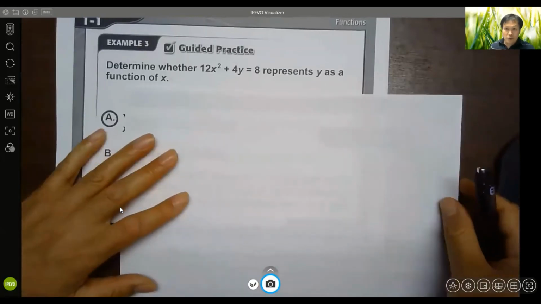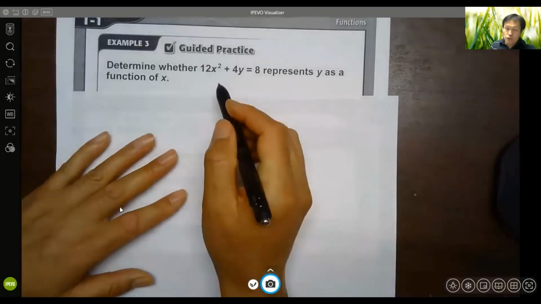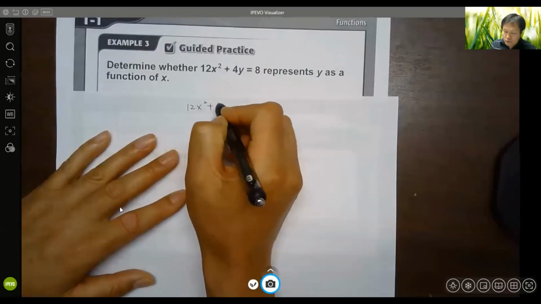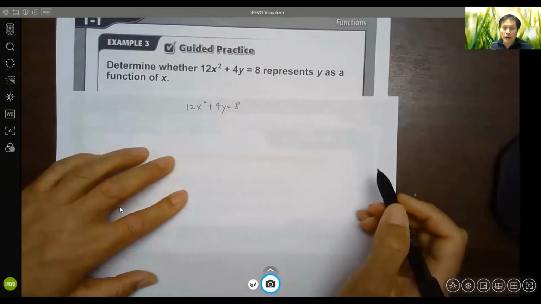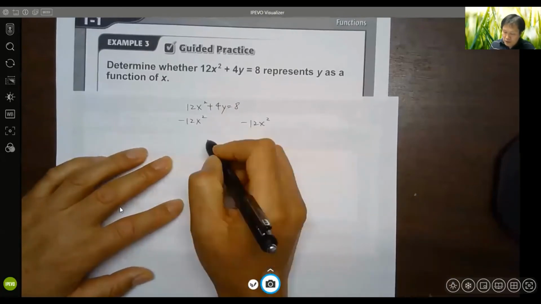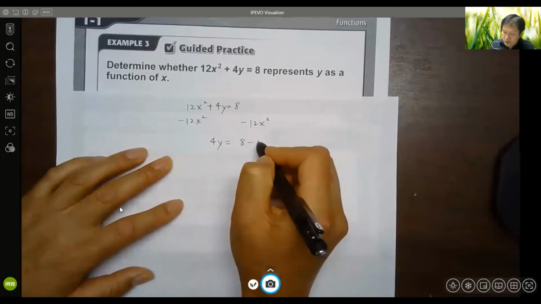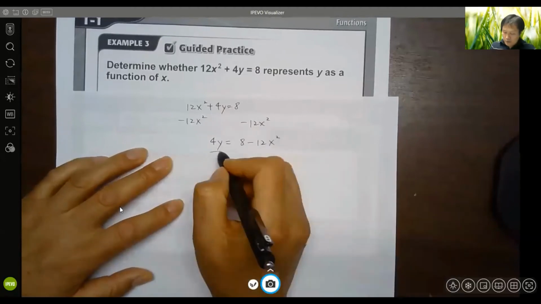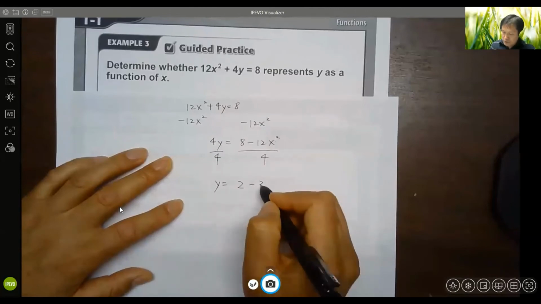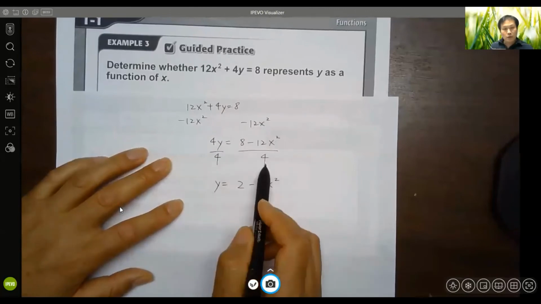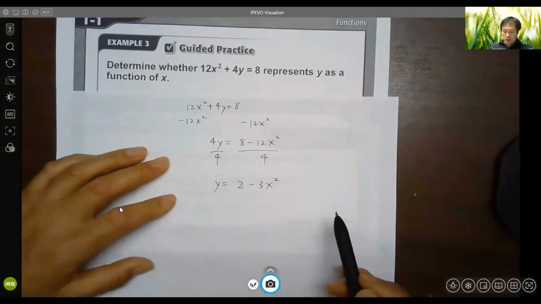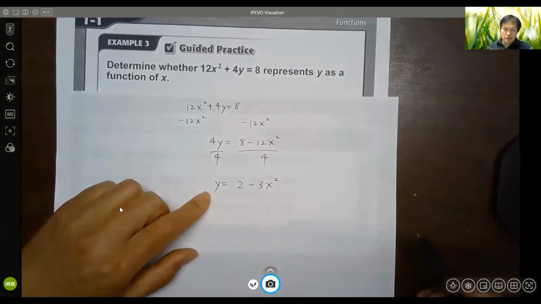Just to explain in algebra, if you solve for y here, 12x squared plus 4y equal to 8, solve for y, minus 12x squared both sides, 4y equal to 8 minus 12x squared, divide by 4 both sides, y equal to 2 minus 3x squared. 8 divided by 4 is 2. Minus 12 divided by 4 is minus 3. So y equal to this.